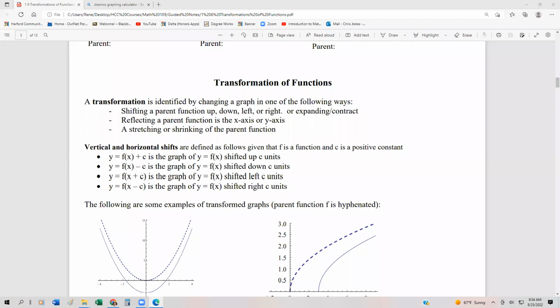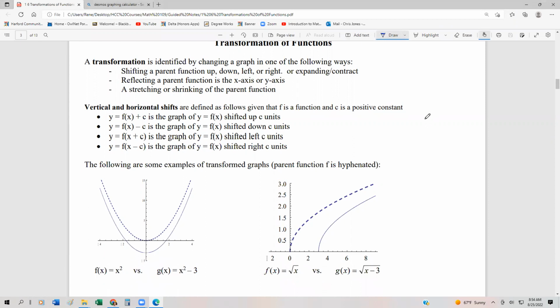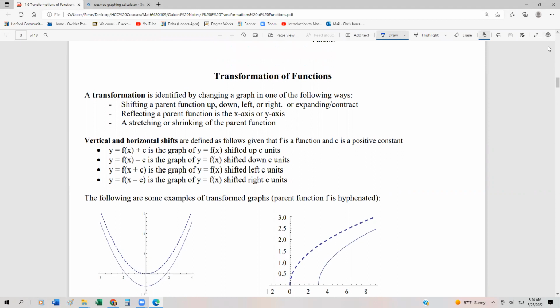In this section, we're going to look at transformations of functions and how we do those different transformations. And so, what is a transformation of a function? In the previous video, we took a look at parent functions. Remember, parent functions are like your quadratic, x squared, or your square root of x, or your reciprocal functions. Those are ones that we should have memorized, as to what their basic properties are.